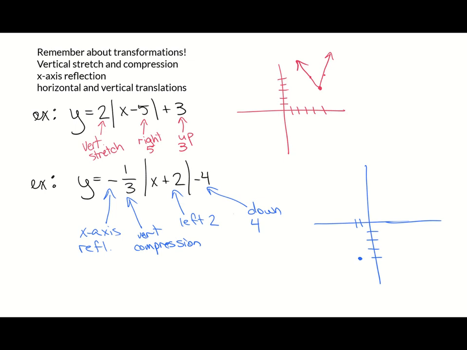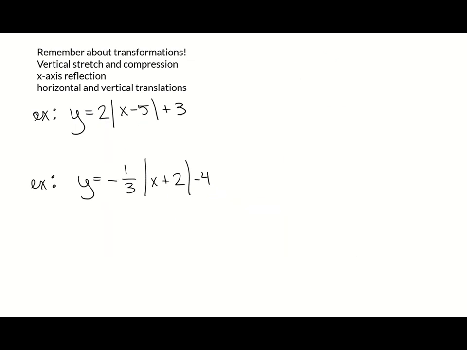It's an x-axis reflection, so I know it's pointing down, and it's a vertical compression, so I know it's wider. So it's like I'm going down 1 over 3. So it actually would be about like this. If I graphed it, it would look something like that.